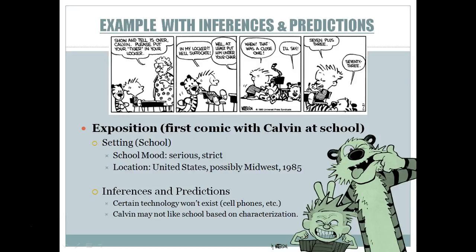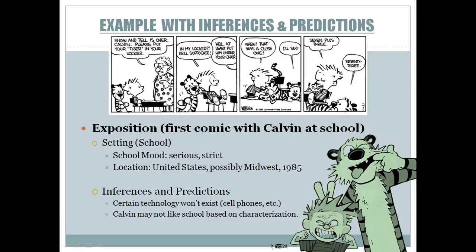For setting in class, we probably talked about pre-reading activities, and in school we have a different expectation than at home. There's more of a serious mood, possibly a stricter mood, and we see this when Miss Wormwood goes up to Calvin and tells him to please put his toy away, show and tell's over. There are certain things that are expected here. Now I know that the location here is the United States, possibly the Midwest, and this was published and takes place most likely in 1985, although Calvin and Hobbes is generally meant to be timeless.